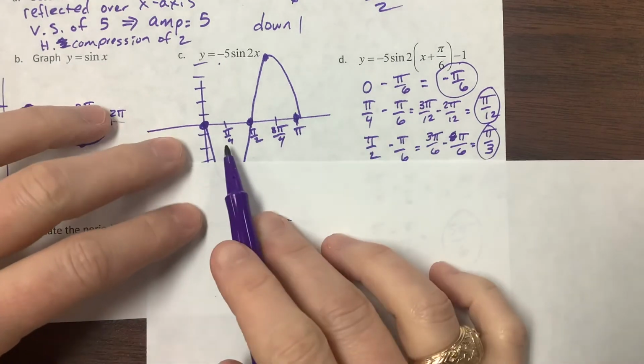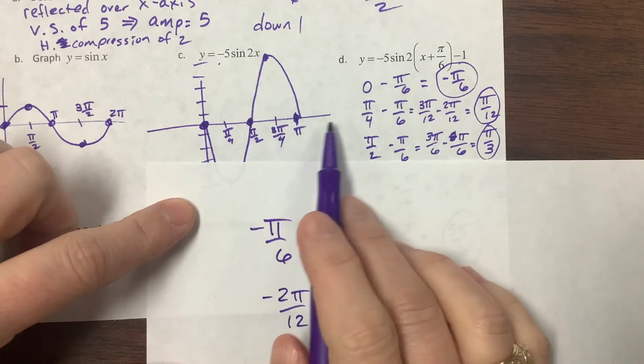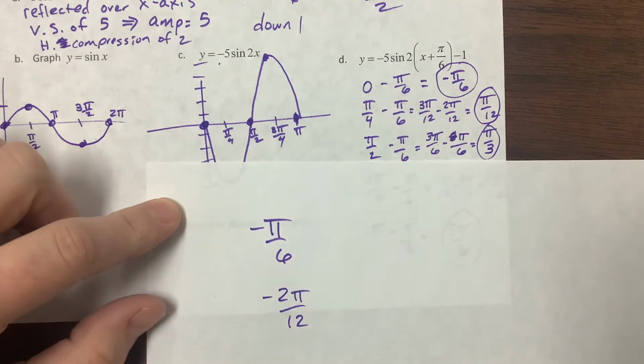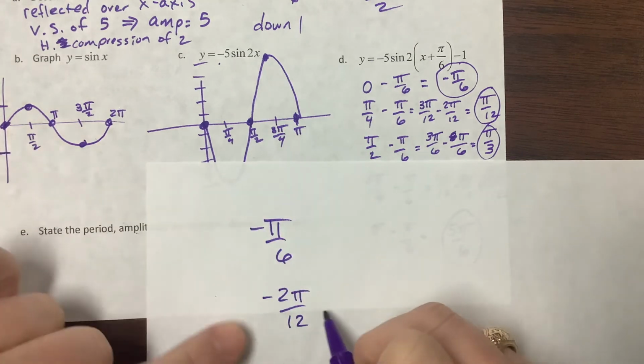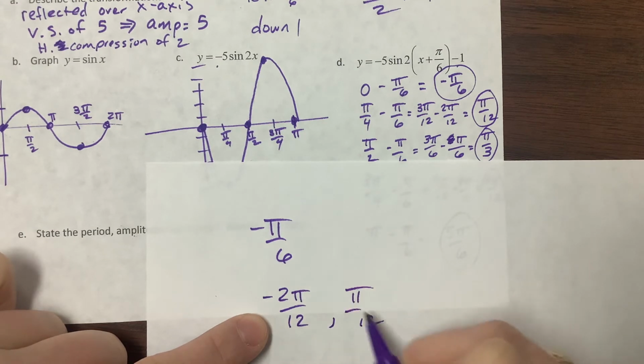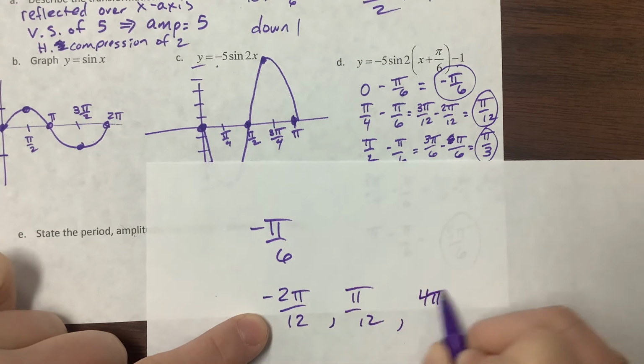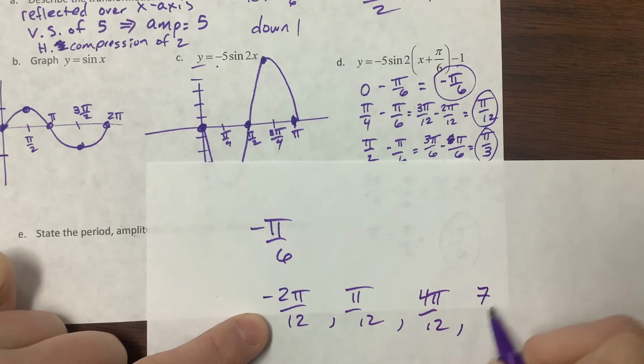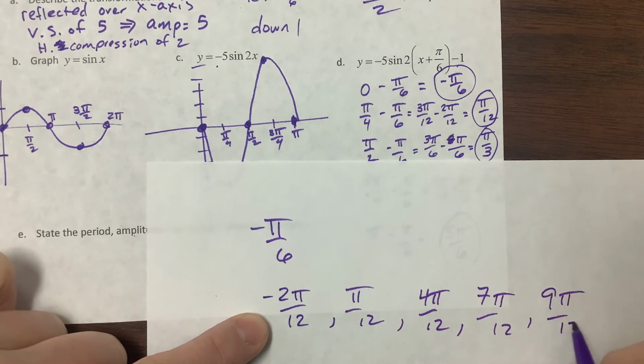And what I'm doing is they're all pi over 4 apart, which is equal to 3 pi over 12. So if I add 3 pi over 12, then the next one becomes pi over 12. I add 3 to that, and then I'm at 4 pi over 12. I add 3 to that, I'm at 7 pi over 12. I add 3 to that, and I'm at 9 pi over 12. And I have 1, 2, 3, 4, 5 that I care about.